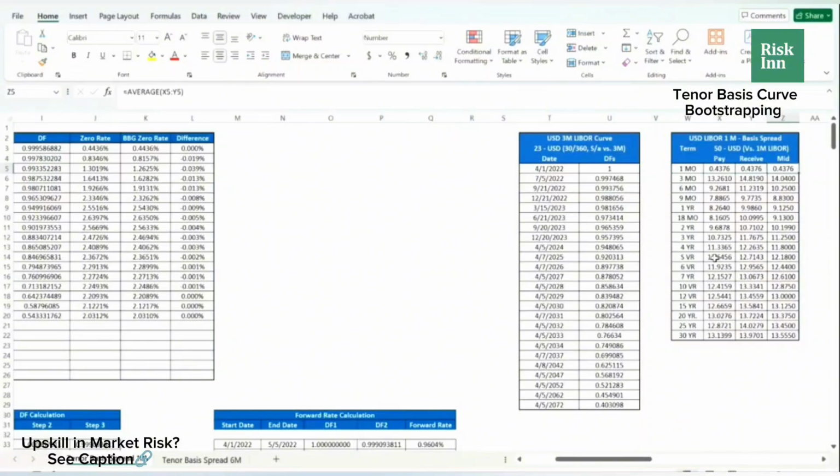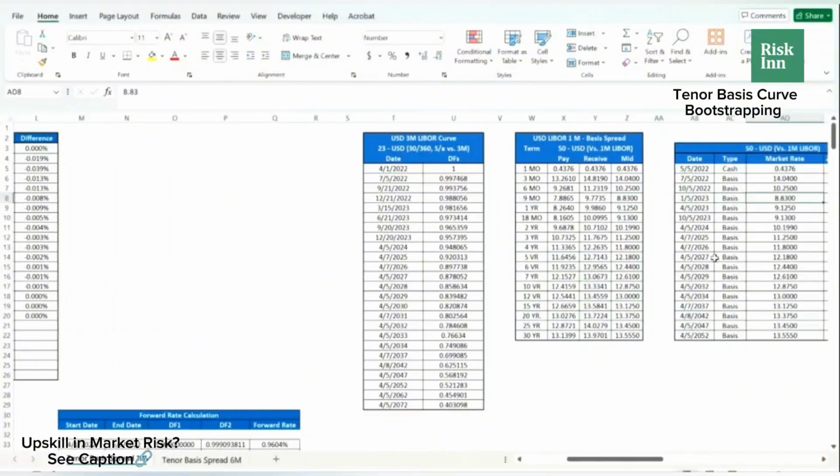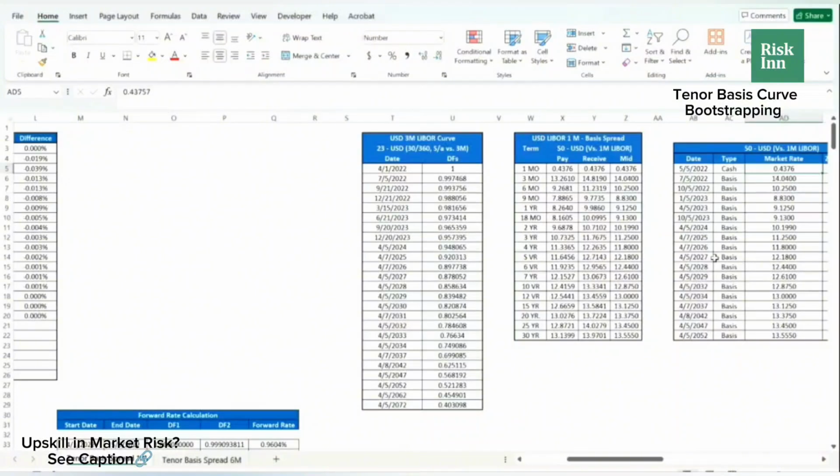Second, we have the basis spreads, which is the USD 3-month LIBOR basis spread for 1-month tenors. These spreads are listed in column Z as midpoints, representing the average of the pay and receive rates. Remember, the first rate as of 5th May 2022 is the cash rate, not a basis spread, and it requires special treatment.